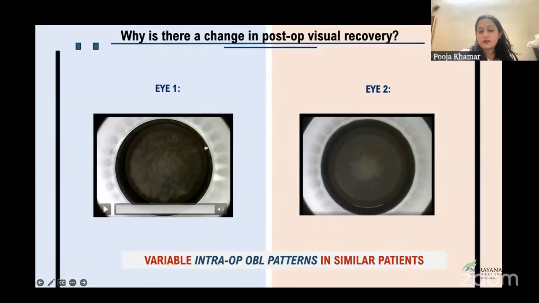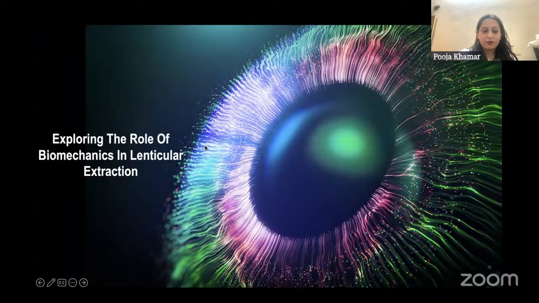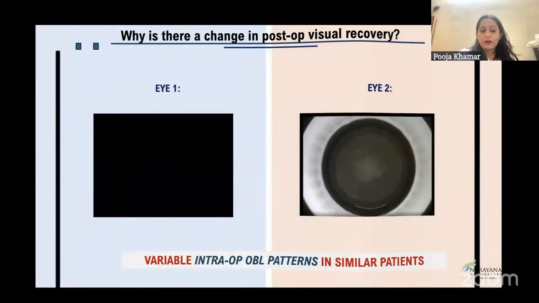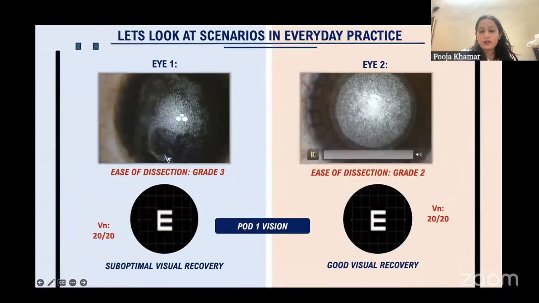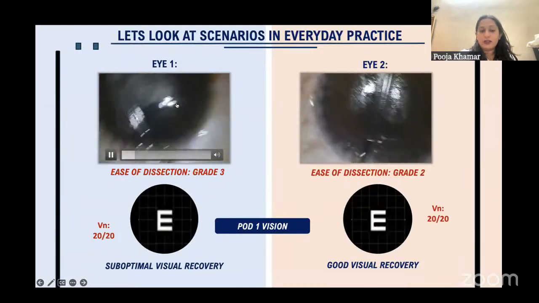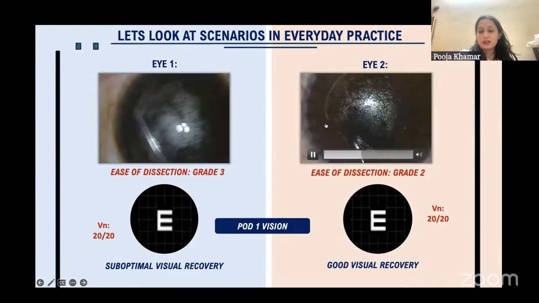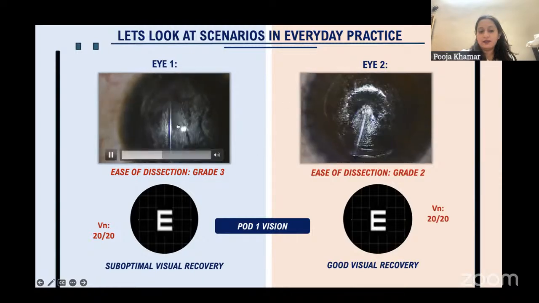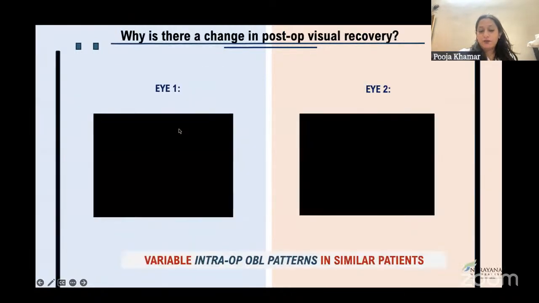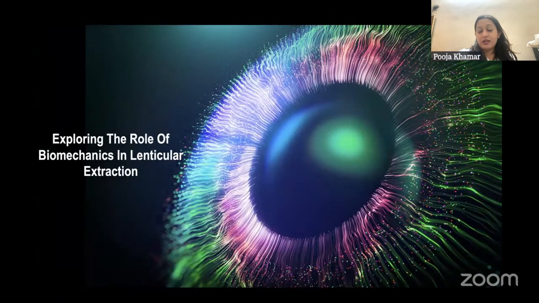So you do see these variable patterns of OBL, and Aditya probably would be able to comment more. When you try to dissect them, the higher the OBL, the tougher the dissection; the lower the OBL, the easier the dissection. So here I'm done in hardly 10 seconds, and here I'm still struggling. That plays a very important role.